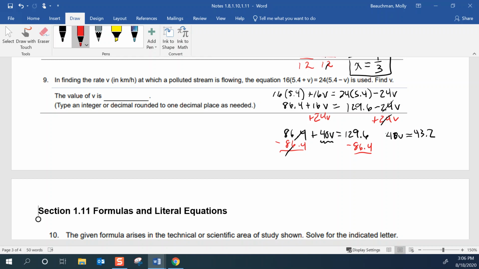Last step to isolate the v, divide both sides by 40, and v is equal to, we go ahead and put it in the calculator, 43.2 divided by 40 is 1.08. Now this says type an integer or decimal rounded to 1 decimal place is needed. Our exact answer has a 1.08, so if you round that to 1 place, v is going to be approximately 1.1.